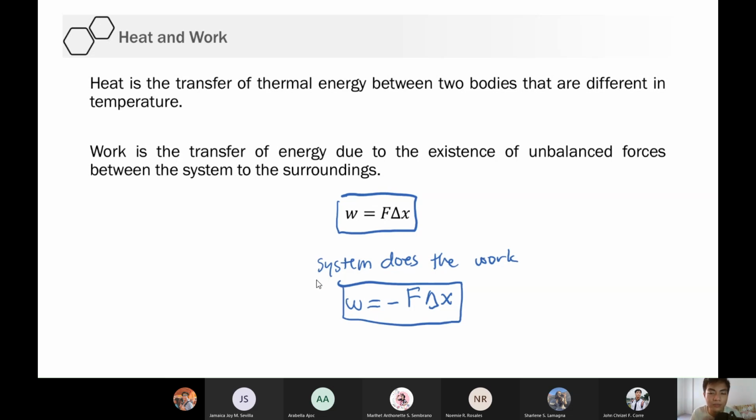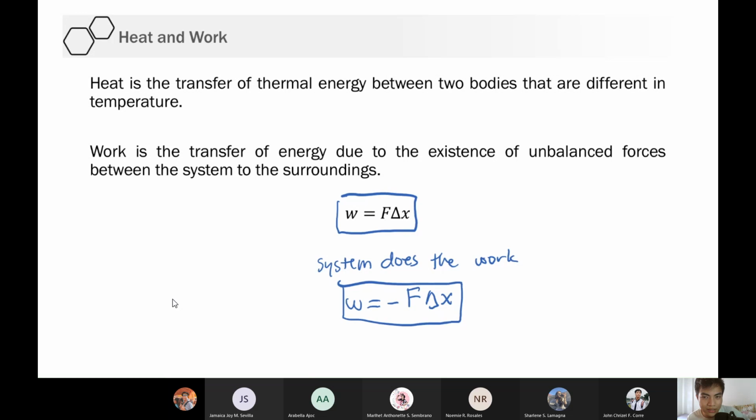Kasi, bakit yung system fino-focus natin? Kasi nga, dito tayo nakafocus. Yung surroundings, hindi mo focus yan. Okay? So, you are observing the system kasi yung system yung measurable. Yung surroundings, hindi. Kasi when I say surroundings, even yung black hole kasama yan.